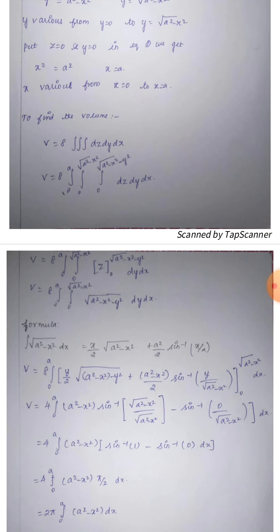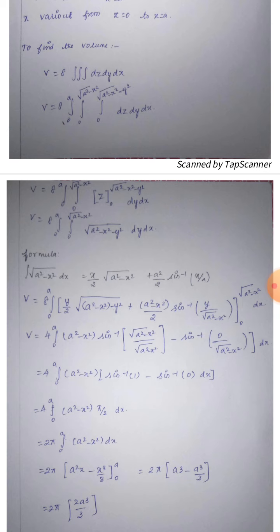We take the 2 common outside, and it cancels and becomes a 4. The integral over 0 to a: the first term becomes 0 when we apply the limits, leaving a squared minus x squared times sine inverse of root of a squared minus x squared by root of a squared minus x squared, minus sine inverse of 0, dx. That is 4 times the integral over 0 to a of a squared minus x squared times sine inverse of 1 minus sine inverse of 0, which is pi by 2, dx.